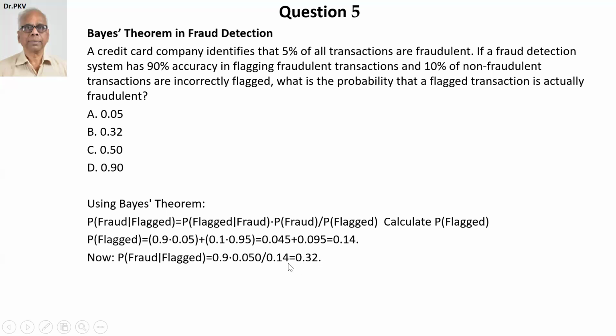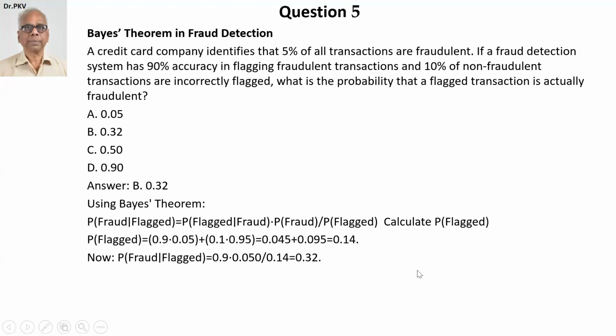To recapitulate, let me repeat again. It's a very involved problem. We are supposed to find out the probability of fraud given flagged. I can write this as the probability of flagged given fraud into the probability of fraud divided by the probability of flagged. I calculate the probability of flagged, which is equal to 0.9 into 0.05 plus 0.1 into 0.95. And simplifying, it becomes 0.14. So the denominator is known. Therefore, now I come back to the probability of fraud given flag, which is equal to 0.9 into 0.05 divided by 0.14. Only this part will be in the numerator. The denominator is 0.14. I simplify, 0.32. Therefore, choice B is the correct one.